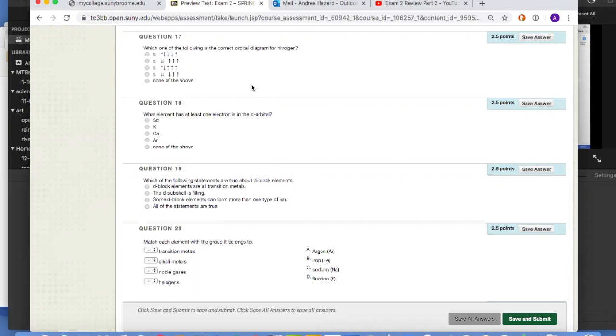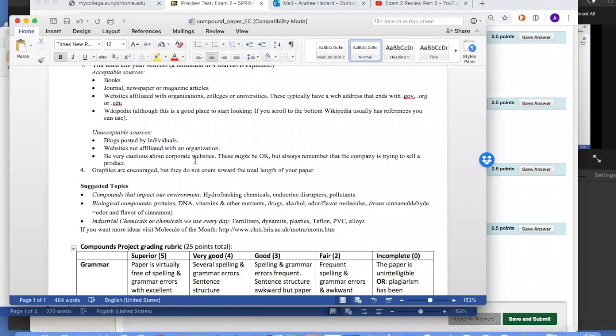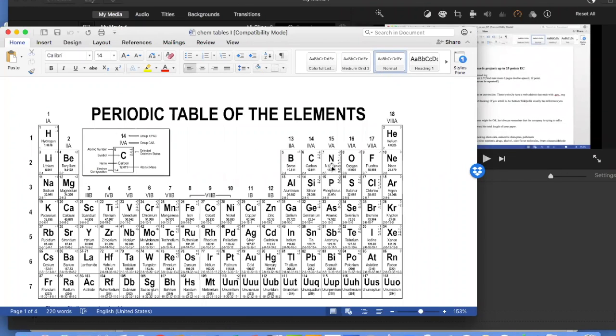Okay, question 17. Which one of the following is the correct orbital diagram for nitrogen? So first of all, we'll look at nitrogen on the periodic table. Nitrogen is element number 7, which means it's got 7 protons and 7 electrons.